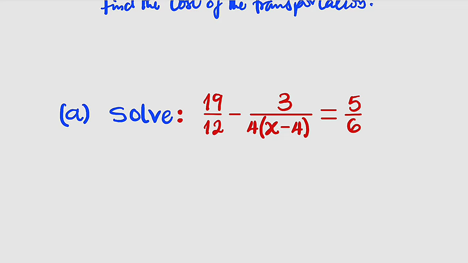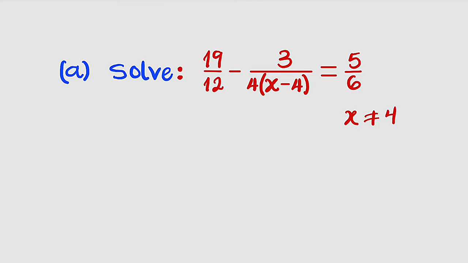Before you start solving this question, you should know that x can never be equal to 4. Why? Because if x is 4, we have 4 minus 4 here, which is 0, and 0 times 4 is still 0. We don't want any situation that will make a denominator equal to 0. Hence, x can never be equal to 4.